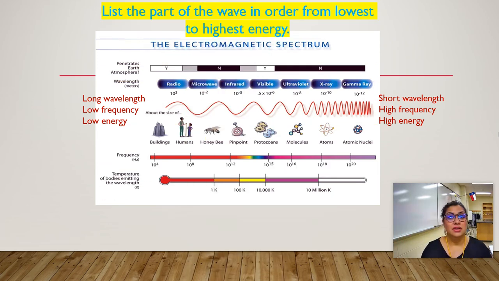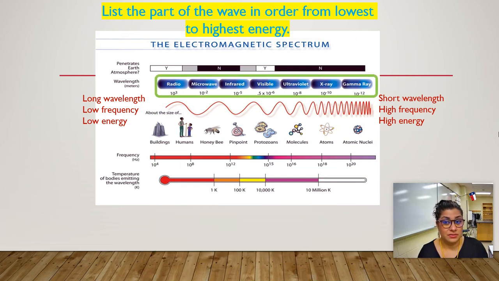Here's one question. List the parts of the wave in order from lowest to highest energy. What do I mean by parts of a wave? This is what I mean. Each section of the spectrum is labeled. It has a specific name. And the question wants us to list those names in order from low to high energy. Really simple. The hard part was figuring out what end of the spectrum is what, right? And we already did that.